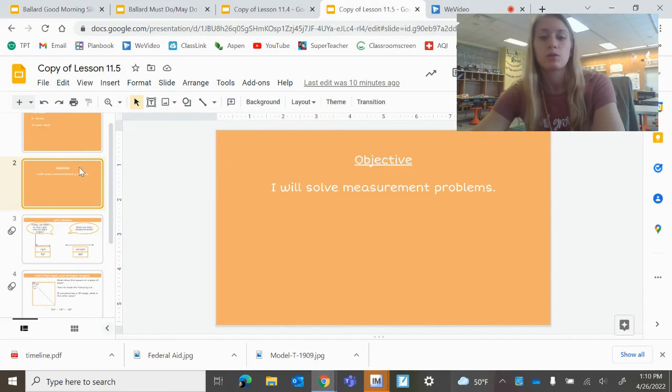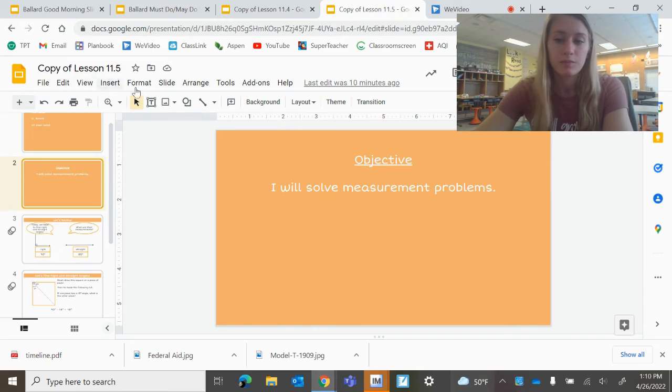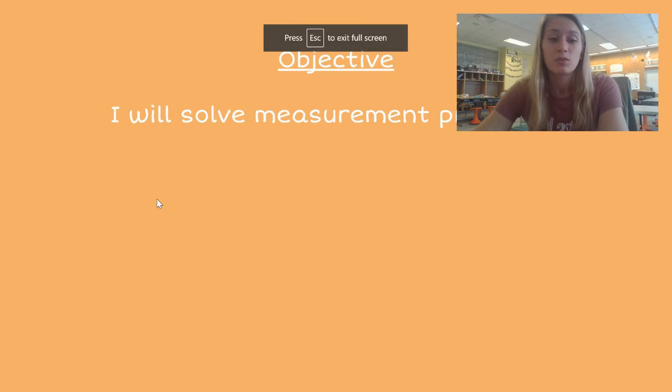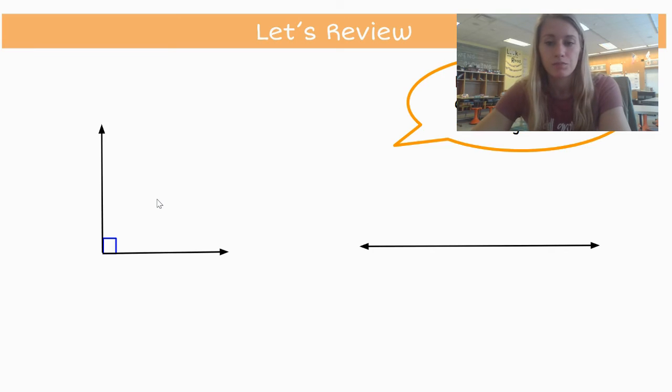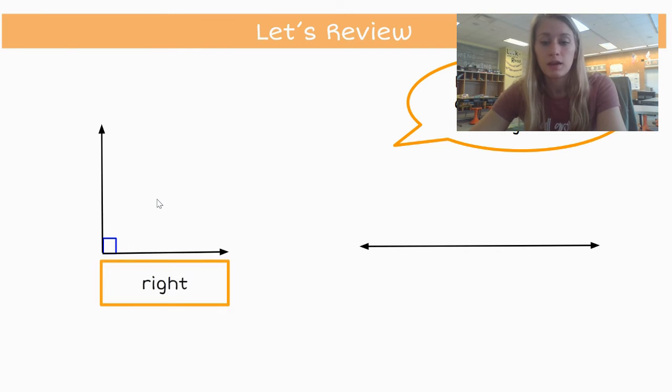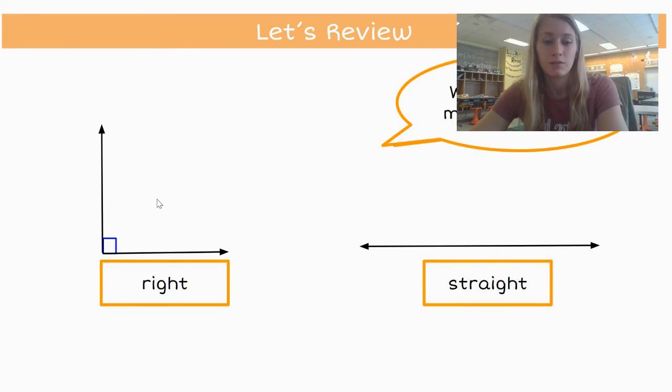Now we're going to move over to lesson 11.5. The objective for 11.5 is: I will solve measurement problems. Let's take a look. Let's review. How would you classify these angles? Now remember, two lines that meet at a perfect cross, or perpendicular, is a right angle. Then if we have a straight line, that is a straight angle.